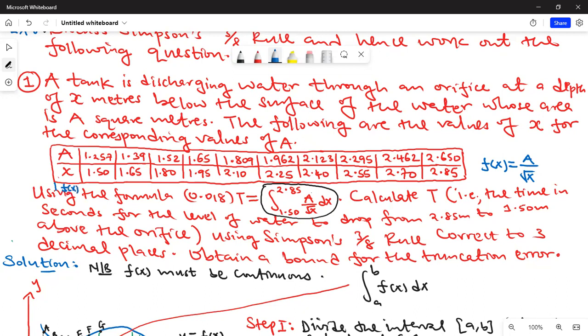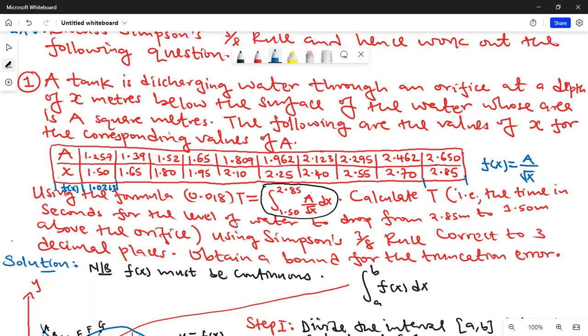So you take the a values, then you divide by the root of x. So for instance, the first column is 1.257. We are dividing by the square root of 1.5. What do we get? We get 1.0263. That's what I write here, 1.0263. You can round up to 4 dp. So proceed to fill all those values of f of x up to when x is 2.85.